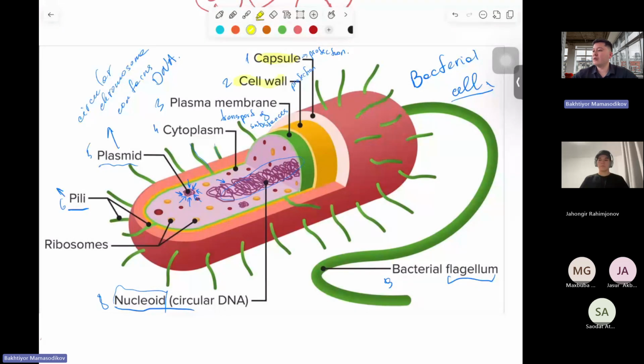And below the capsule, we have the cell wall. What's the function of the cell wall? It gives the shape and the support. It's like a skeleton giving shape and support to the cell, okay? So what was the cell wall of bacteria?